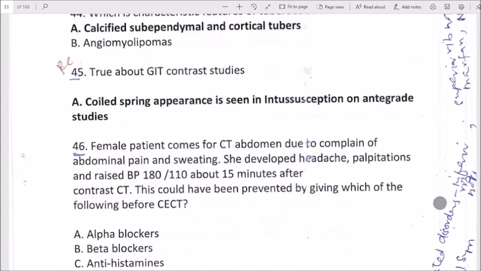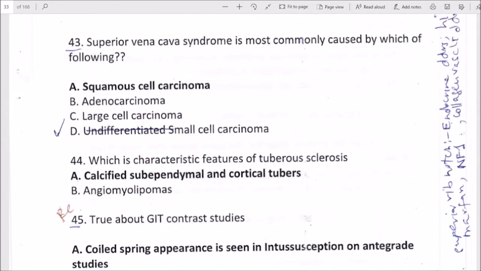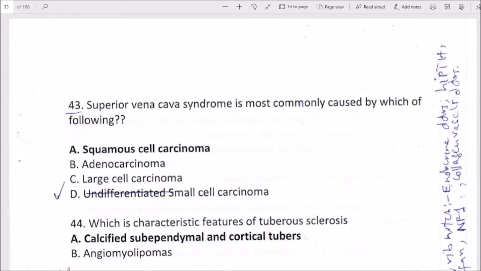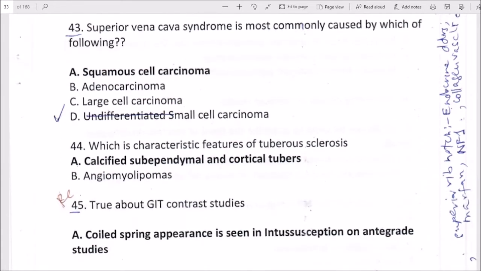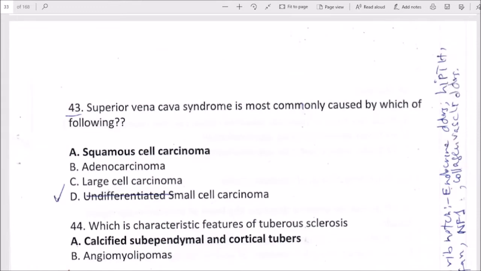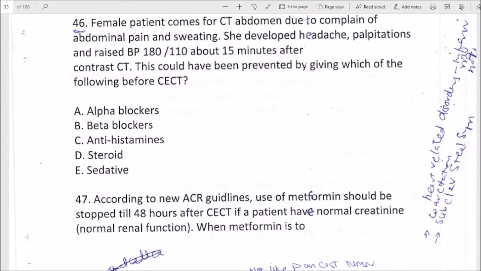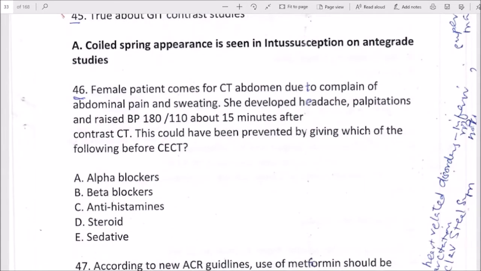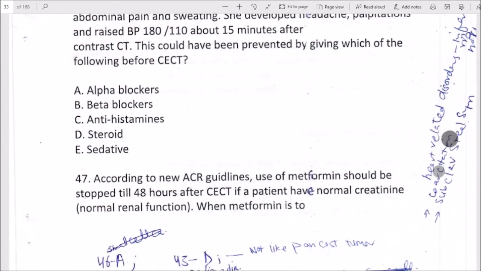Okay. Rib notching. Superior rib notching causes: endocrine disorders, hyperparathyroidism, Marfan syndrome, NF1, and collagen vascular disorders. Inferior rib notching causes are heart-related disorders like coarctation and subclavian syndrome.